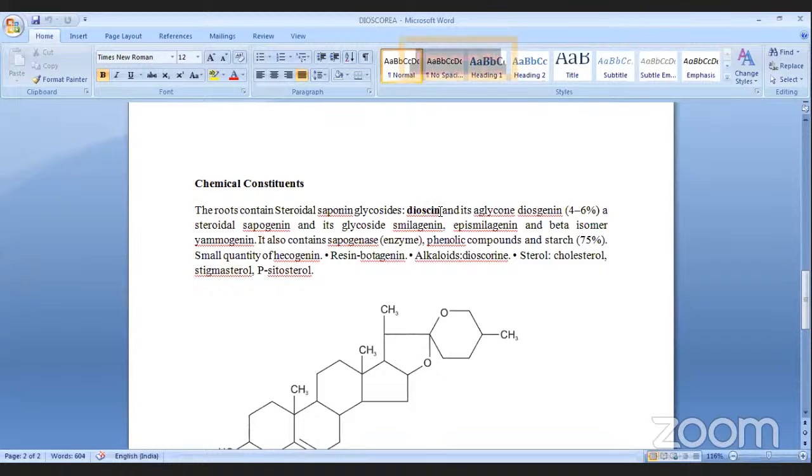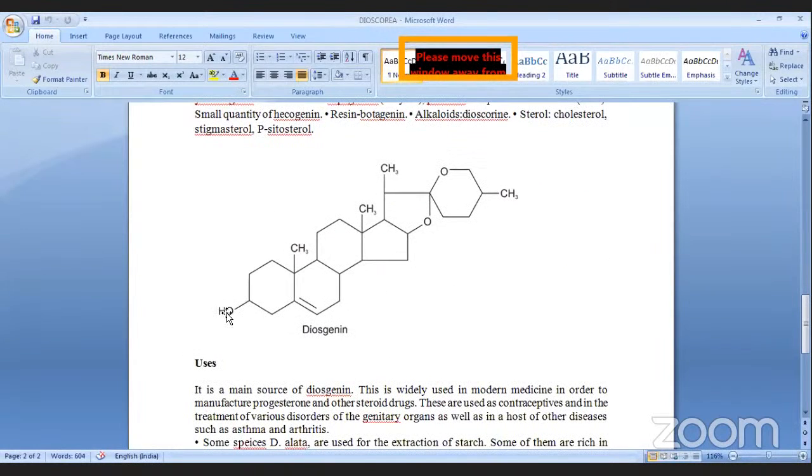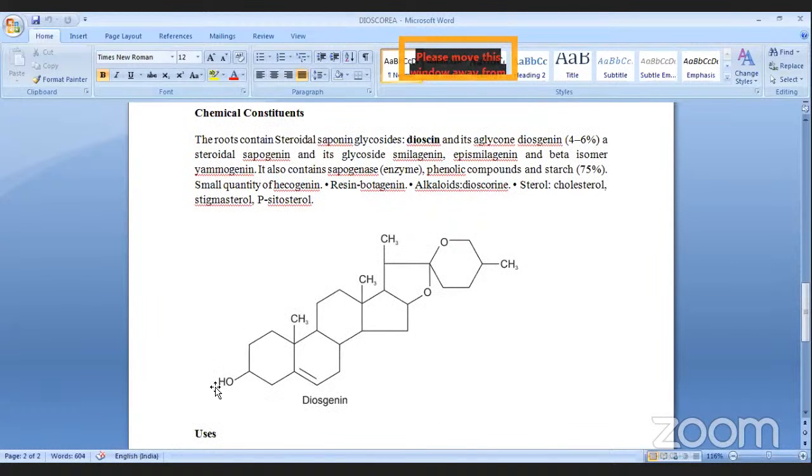How is this dioscin formed? Dioscin is the combination of the sugar part and the aglycone part diosgenin, and the sugar part will be attached at the C3 position. After attaching the sugar part, the molecule will become the glycoside, and it will be known as dioscin.